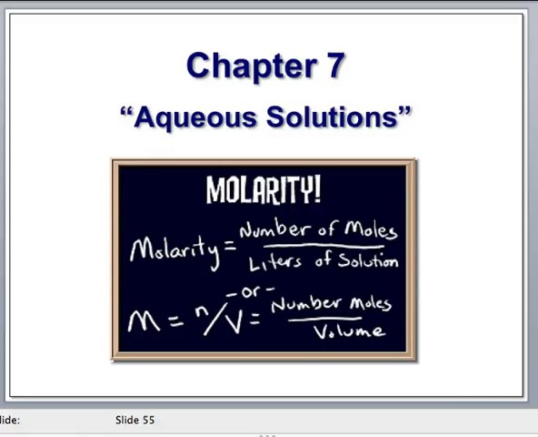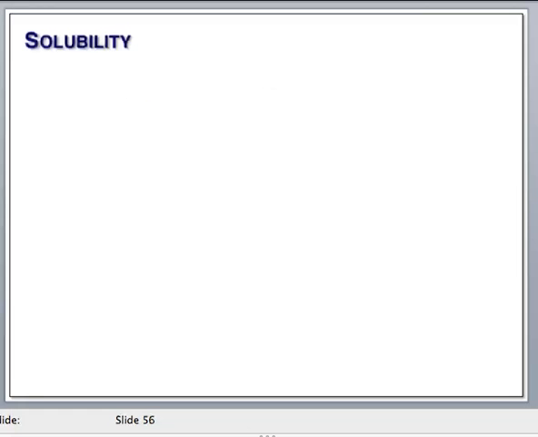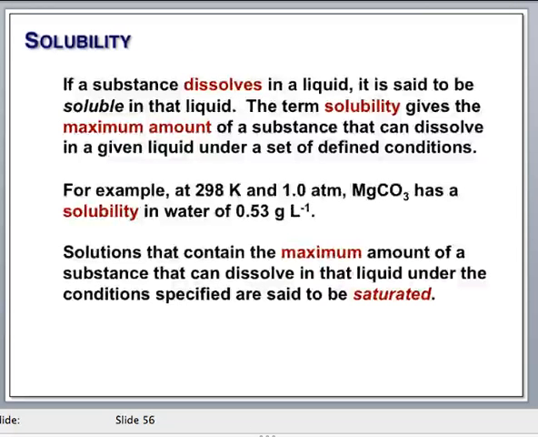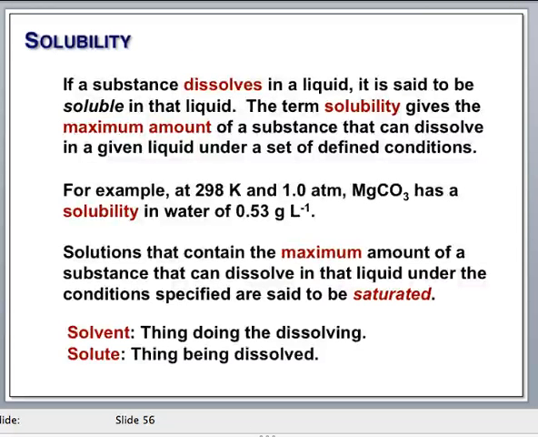All right, let's just review very quickly what we've said in our first hour. We talked about solubility. Remember our terminology. Solvent is the thing that does the dissolving. Solute is the thing that we dissolve. Solubility is a number.